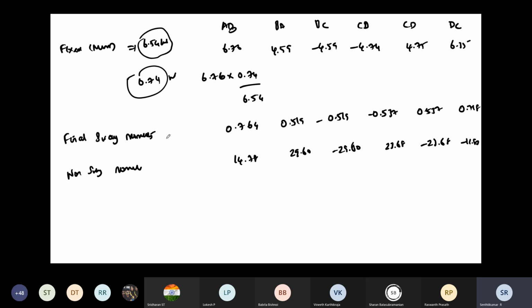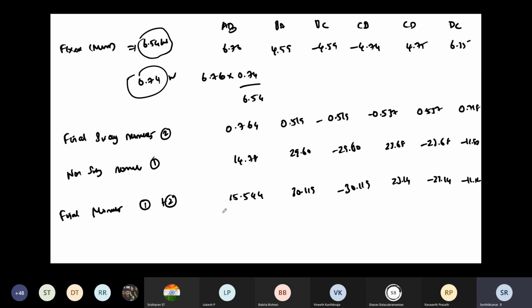So if I keep this as 1 and this as 2, the final moment is the original moment, 1 plus 2, you have to add. That is your final moment: 15.544, 30.119, minus 30.119, 23.14, minus 23.14, minus 11.1. This is your final answer.